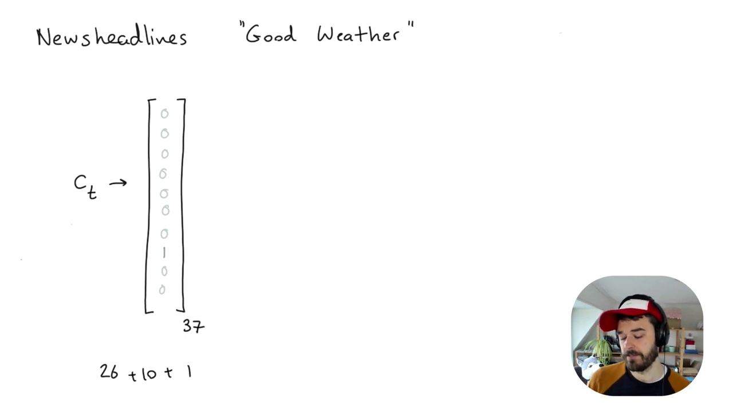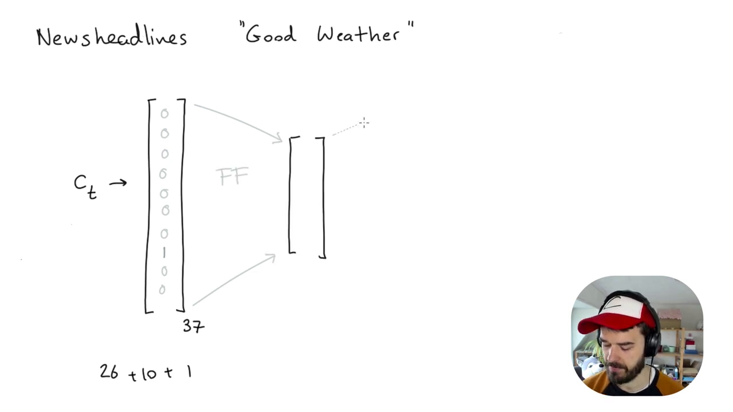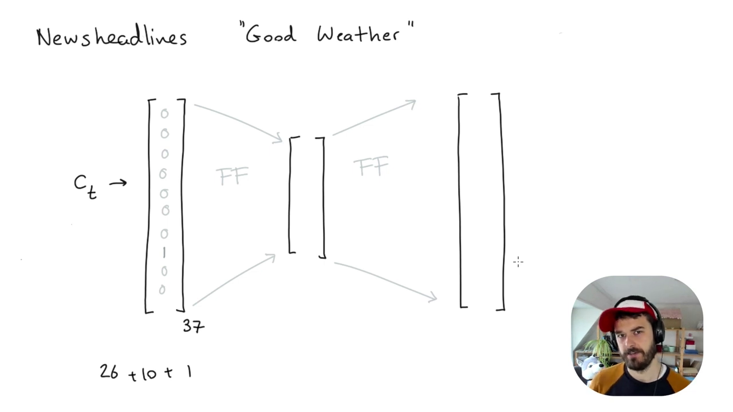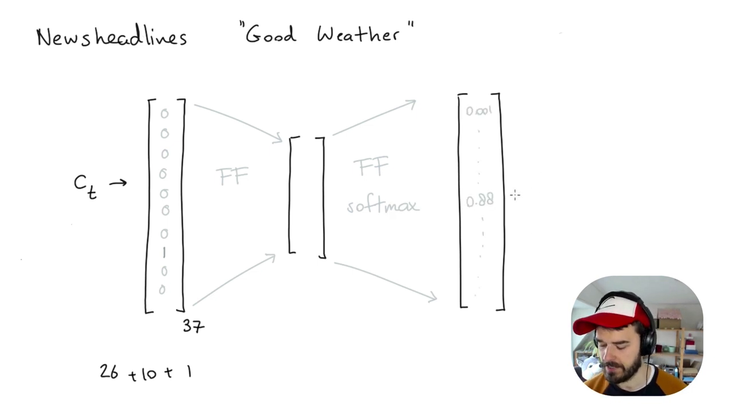Now, next what I can do is I can hook that up to, let's say, a feed-forward layer. And after this, I would have another feed-forward layer. And let's say that this feed-forward layer has an activation function, something like softmax maybe, such that the outputs on the final layer sum up to 1. And then the goal is that the final layer represents our predictions for the next character.